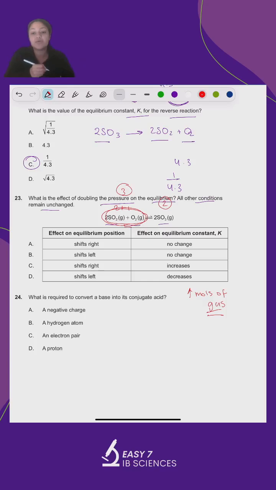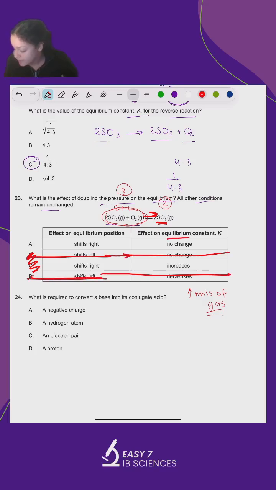So what does the equilibrium like to do when you favor one side? It likes to do the exact opposite, because remember, that's Le Chatelier's principle. So therefore, the equilibrium is going to shift to my product side, which is the right side. So we're going to remove B, because that's not correct. We didn't say it shifts left, we said it shifts right. And what about my equilibrium constant? Is it going to increase, or is it going to have no change?